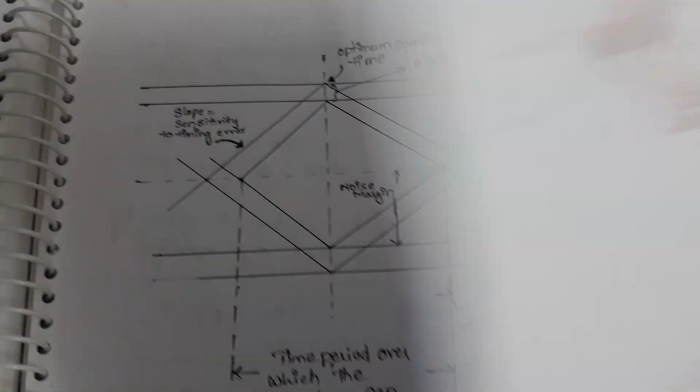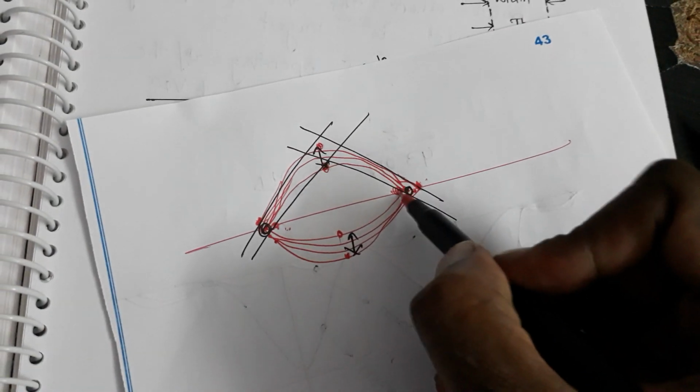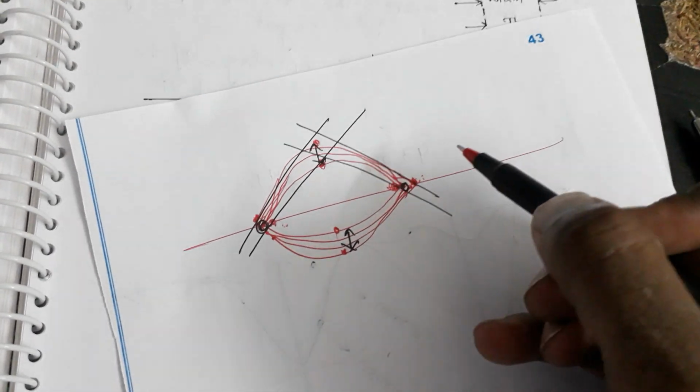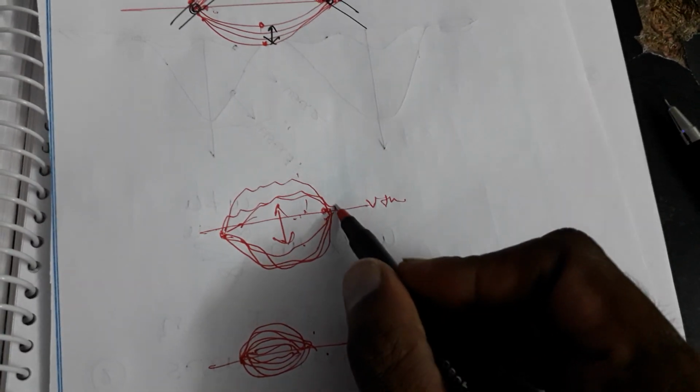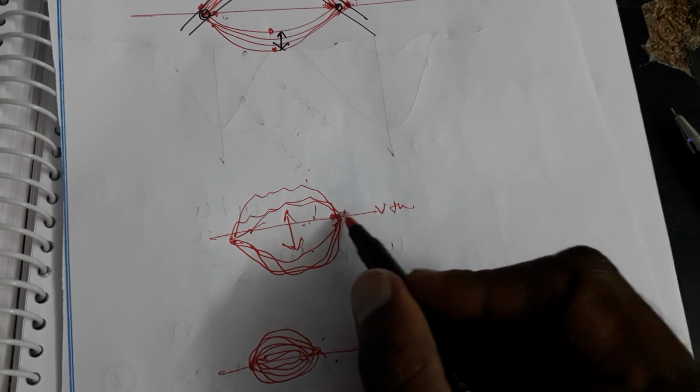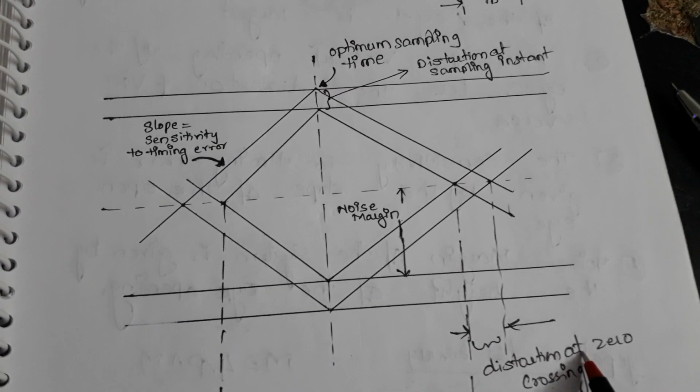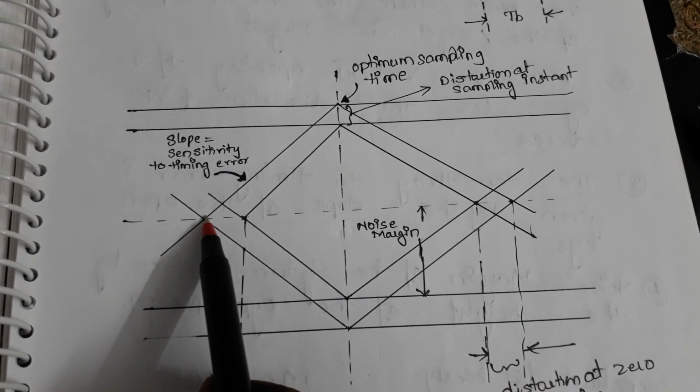What I have shown here, from here to here, is an example. One more I will show, from here to here. Because signals overlap with each other, you will have some width there, and that is the signal distortion at zero crossing. Same here also.